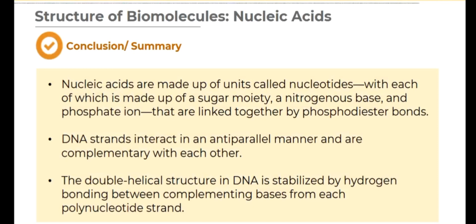To summarize, nucleic acids are made up of units called nucleotides, each of which is made up of a sugar moiety, a nitrogenous base, and a phosphate ion that are linked together by phosphodiester bonds. DNA strands interact in an anti-parallel manner and are complementary with each other. The double helical structure in DNA is stabilized by hydrogen bonding between complementary bases from each polynucleotide strand.